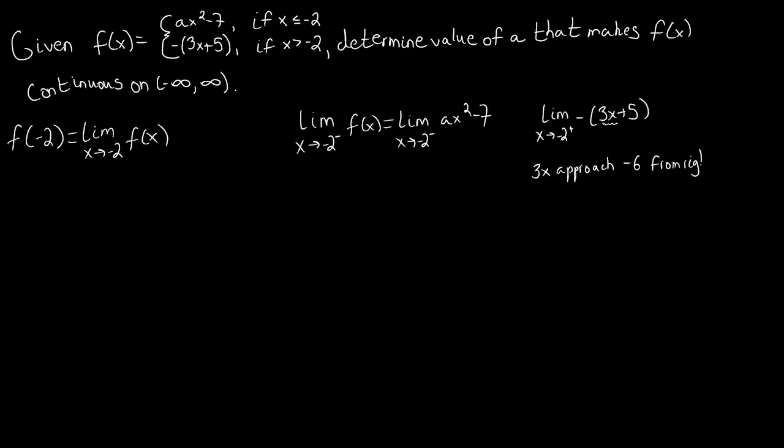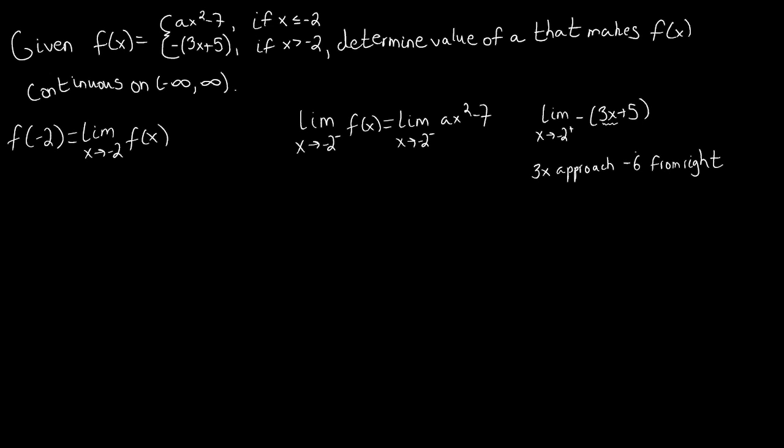Because as we get arbitrarily closer and closer to -2 from the right, we're going to be getting closer and closer to the multiplication of 3 times -2, which is -6. So we're going to keep approaching -6 from the right direction. And then we look at this sum here.